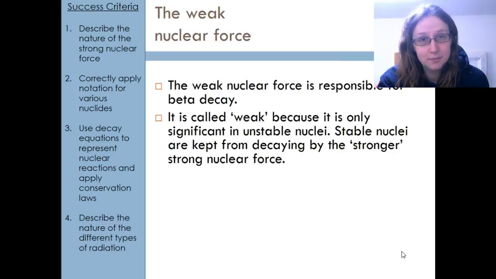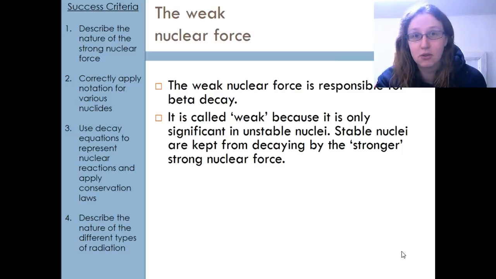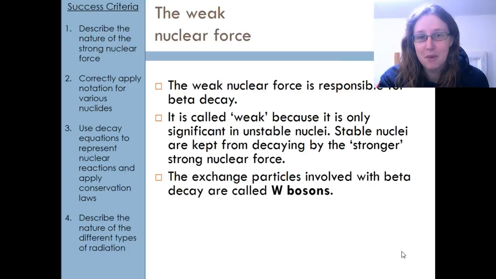It's called weak because it's only significant in unstable nuclei. For stable nuclei, the strong force is much stronger, so it holds it together, which is why it's called the weak force. And it's just caused by something called W bosons. So W bosons get exchanged, and that leads to beta decay. So there are now 2 types of beta decay.